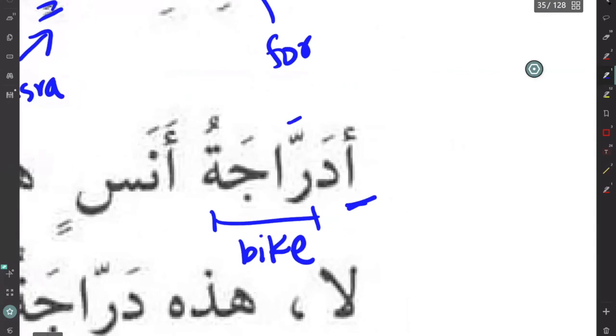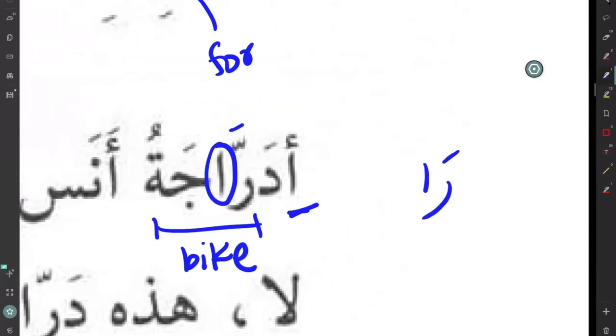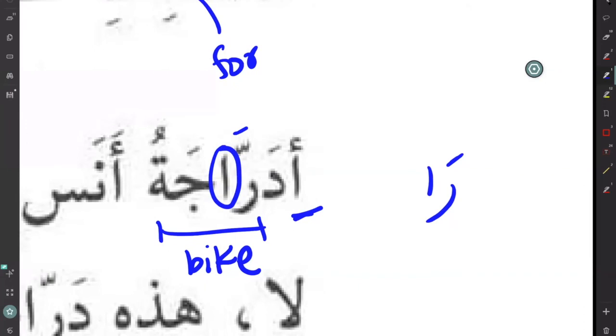You tell me the ra, yes, it should be fatha. But remember, I told you long time ago, when you have alif after any letter, putting this fatha, guys, it is very, very redundant. Sometimes some book will do it. This book is a little bit smarter, so that means they will not do this. Because if you have alif here, and doesn't matter what letter you have.